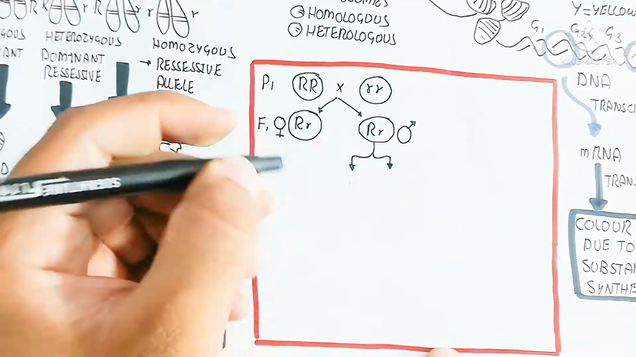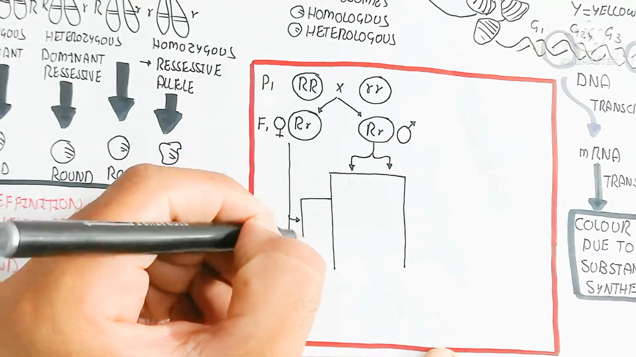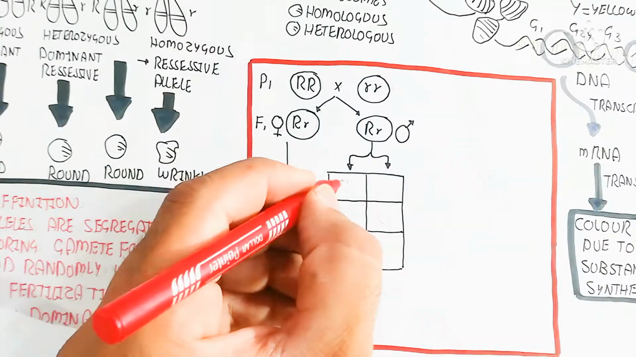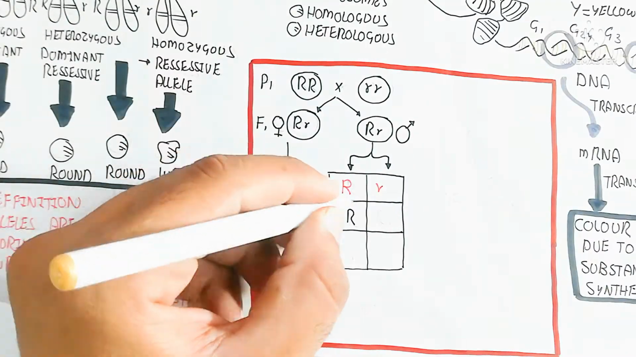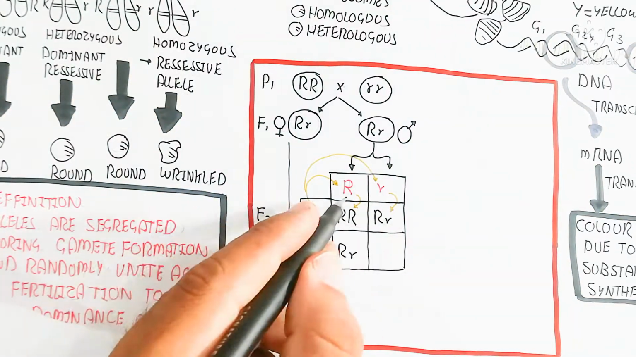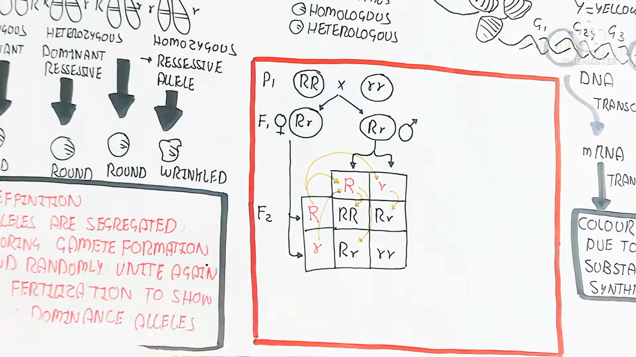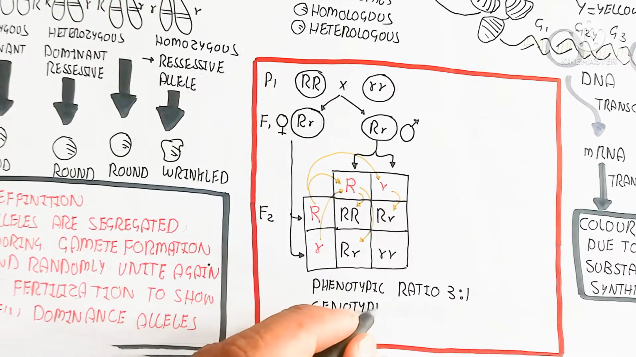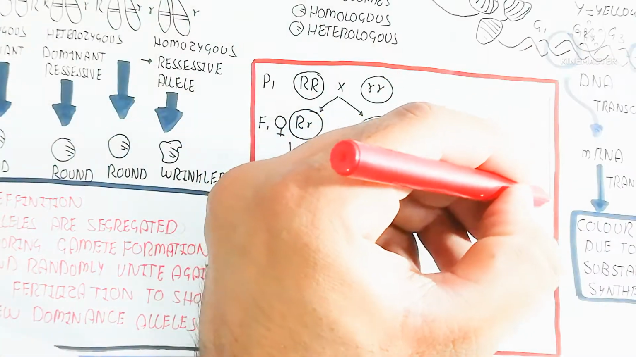So let's begin to understand the cross. The homozygous dominant and homozygous recessive alleles will fertilize after gamete formation to produce the F1 generation from the parental generation. That is the heterozygous condition, round. So it is basically 100% round, but the genotype also contains the wrinkled gene.